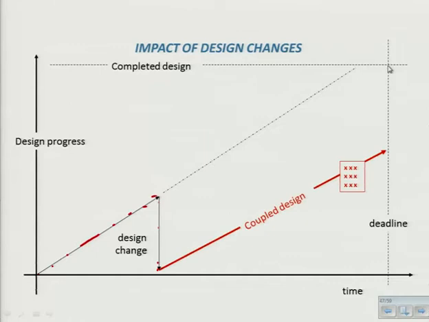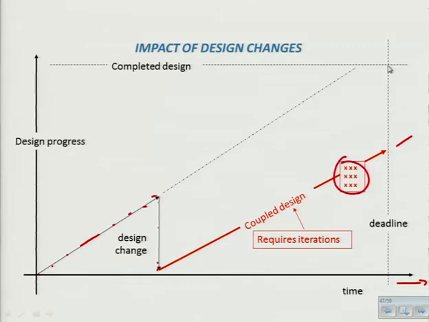All right, so if we have a coupled design, that means that this one change affected everything, and we can only move along at about the same speed we were before, and by the time we finally get to the completed design, we can see we're way out there someplace, way past the deadline. Why does this take long? Because it requires iterations. I've got a fully coupled matrix, and so as I change one thing, I have to change another.